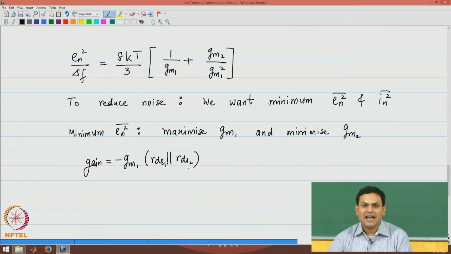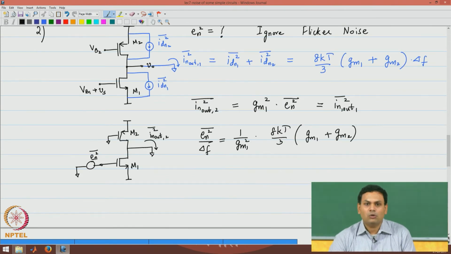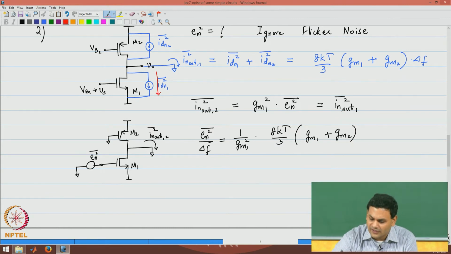The gain of this actively loaded common source amplifier is minus GM1 into RDS1 parallel RDS2, and by choosing a particular value of RDS1 and RDS2, there is some design freedom for choosing the value of GM1 for a given gain. Now, what this tells us is you have to maximize the value of GM1. Now, let us go back here to the circuit, and I wanted to point out that this may seem a little bit counterintuitive. If you maximize GM1, you are actually maximizing this noise current. In other words, the noise current flowing through the output is increasing.